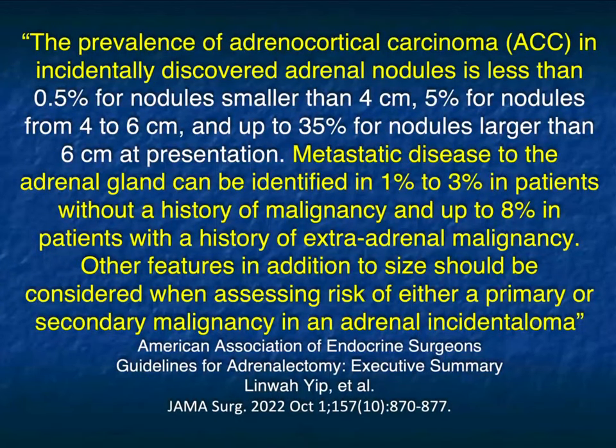In this article by Yip with guidelines for adrenalectomy, interestingly, the prevalence of ACC in incidentally discovered nodules is less than 0.5% for nodules smaller than 4 cm, 5% for nodules 4 to 6, and up to 35% for nodules over 6. Metastatic disease to the adrenal can be identified in 1 to 3% of patients without a history of malignancy, and up to 8% in patients with a history of malignancy. Other features in addition to size should be considered when assessing risk of either a primary or secondary malignancy.